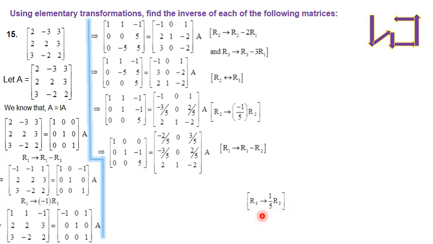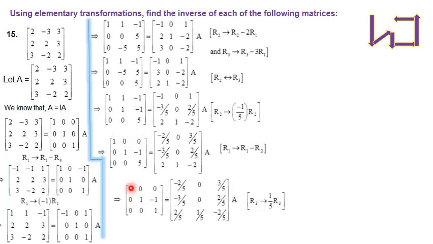that R3 changes to 1 by 5 R3, just multiply with 1 by 5. This implies R1 remains the same 1 0 0, R2 remains the same 0 1 minus 1, then R3 is 1 by 5 into 0 is 0, 1 by 5 into 0 again 0, then 1 by 5 into 5 is equal to 1. On the right side matrix, R1 remains the same and R2 remains the same, R3 is changing, that is 1 by 5 into 2 is equal to 2 by 5, 1 by 5 into 1 is equal to 1 by 5, then minus 2 into 1 by 5 is equal to minus 2 by 5.